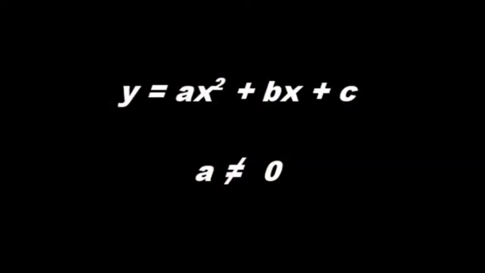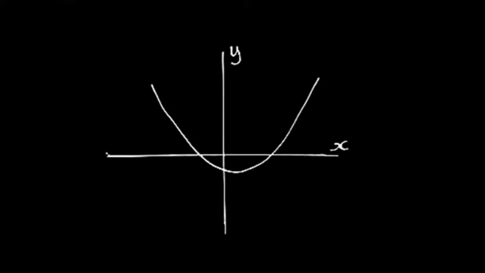This is the general form of a quadratic function. The graph of a quadratic function when a is greater than 0 is like this, and we see there is a minimum value. We can find the coordinates of that minimum value by a method called completing the square.